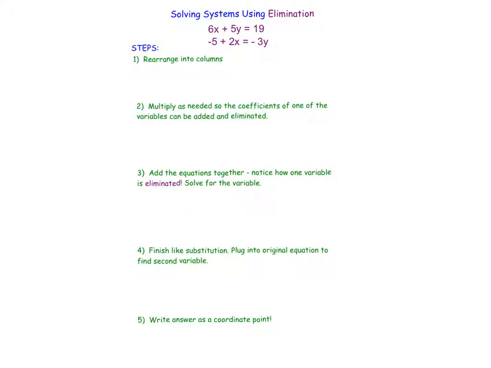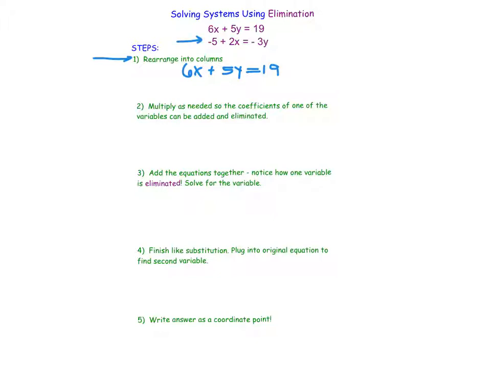So let's work through one more example together. So here I can see that I have a system of equations, and it's not quite set up ready for elimination, so I need to take those first couple steps and set it up using elimination. So my first step here is I want to rearrange these into columns. I notice that my first one is already set up as 6x plus 5y is equal to 19, so I'm going to leave it as is. Then I need to rearrange this second one here.